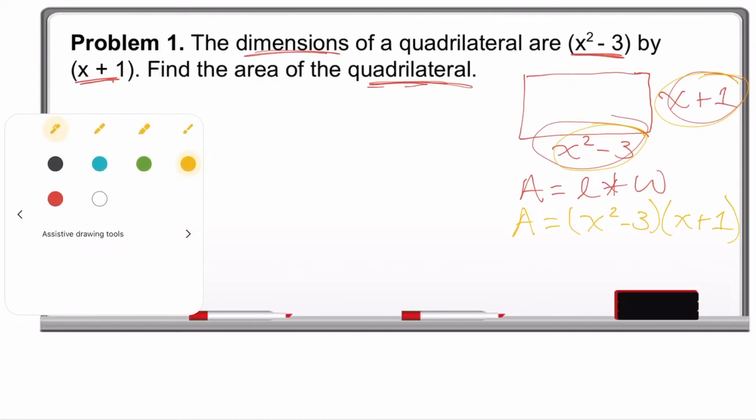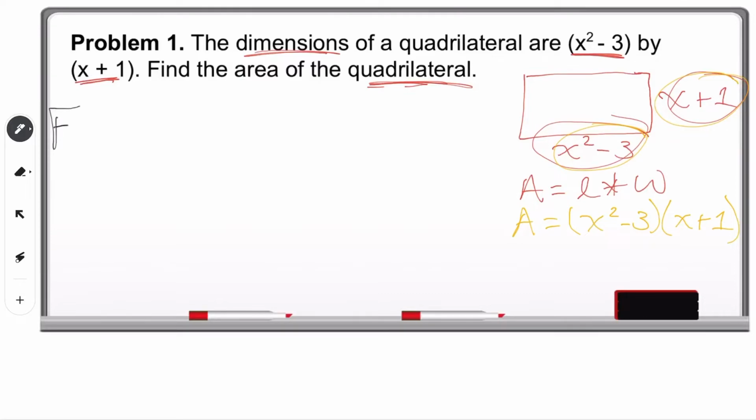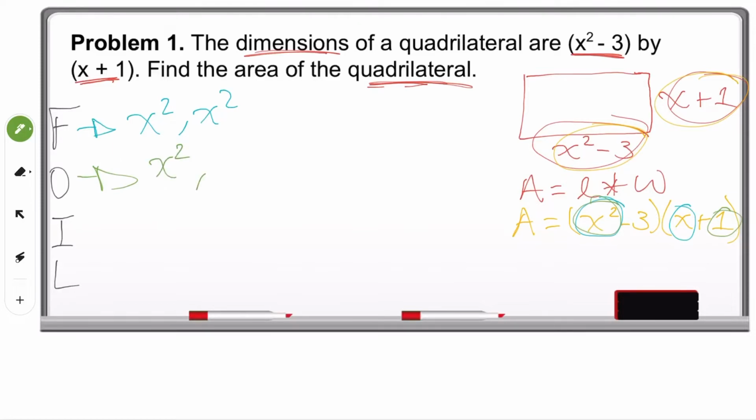And of course, before I do anything, I want to write out my FOIL, because I see that I have two binomials that are being multiplied together. So let's start with our first terms. My first terms are x squared and x because they're the first terms in each binomial. Our outer terms, our outside terms, are x squared and positive 1 because they're the terms closest to our outside parentheses. So we have x squared and positive 1.